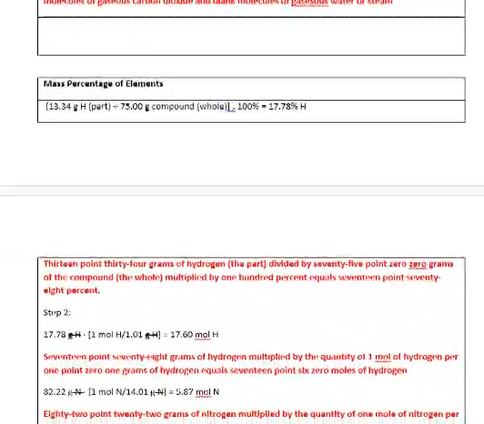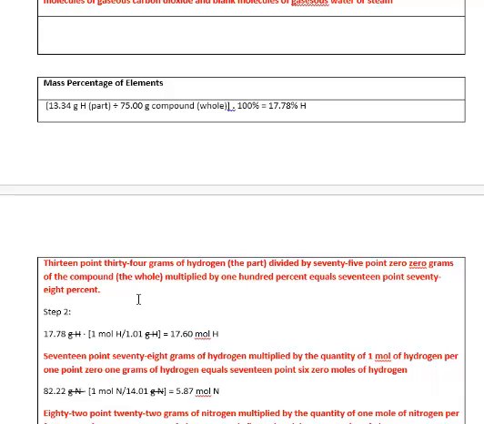Mass percentage of elements: 13.34 grams of hydrogen, the part, divided by 75.00 grams of the compound, the whole, multiplied by 100% equals 70.78%. Okay, I had to stop there for a second.